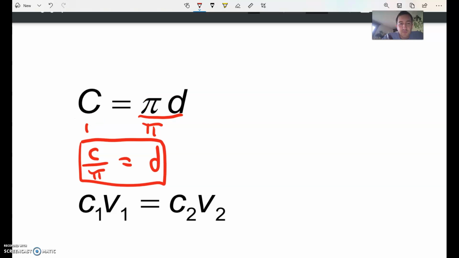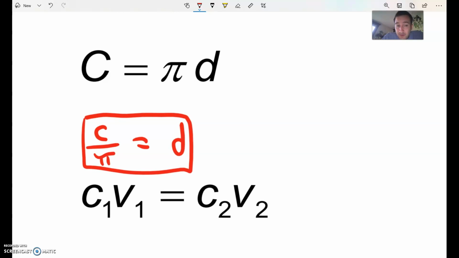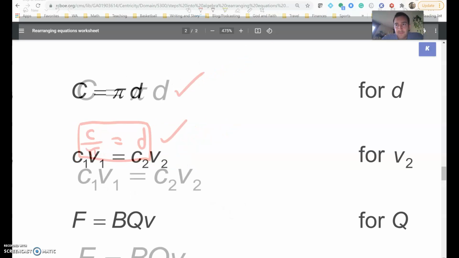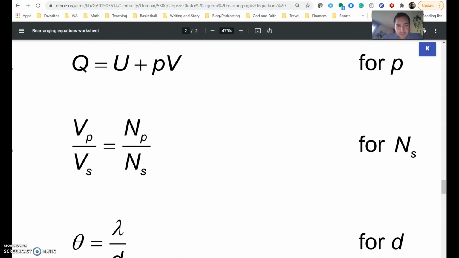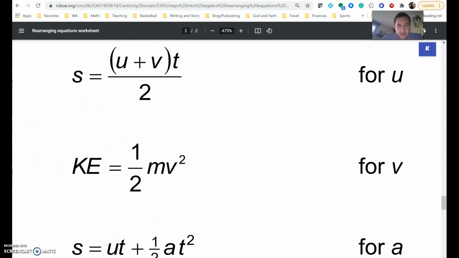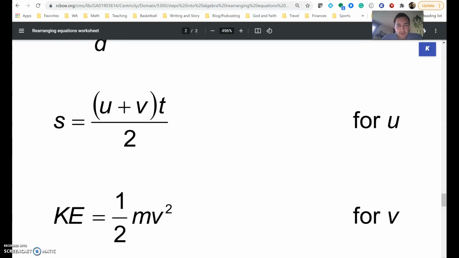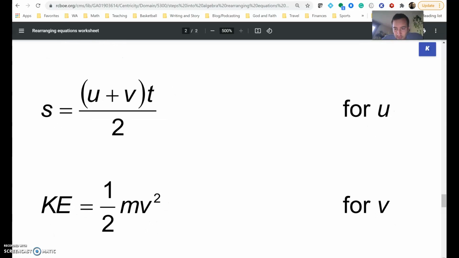So the original problem told us that circumference was equal to pi times the diameter, which is true. But now we know that diameter is equal to the circumference divided by pi. These both are true statements. We just rearranged them using our inverse operations. All right, let's do one last one. Let's do one like this. Beautiful. This will take us home, and I hope you guys are still watching.